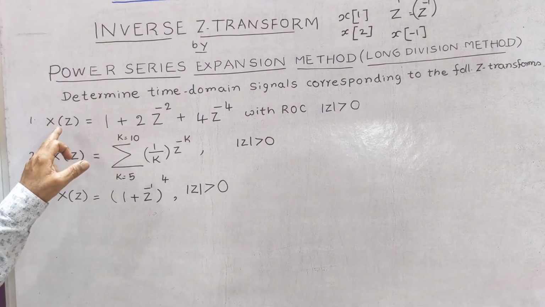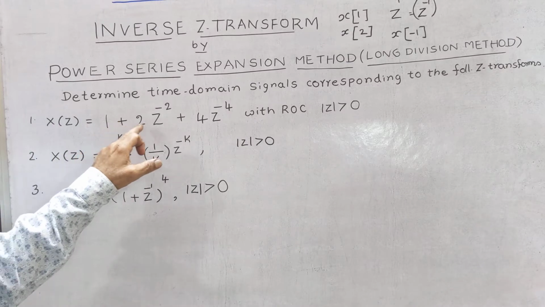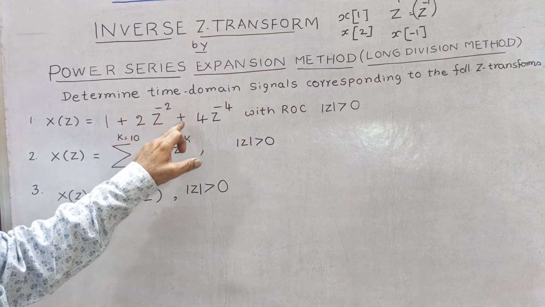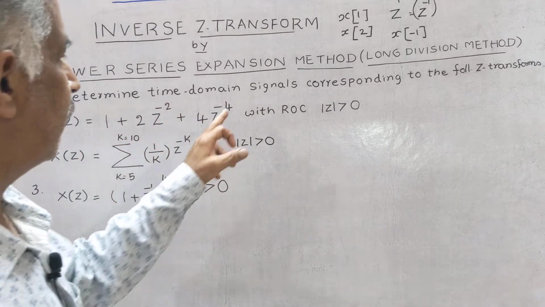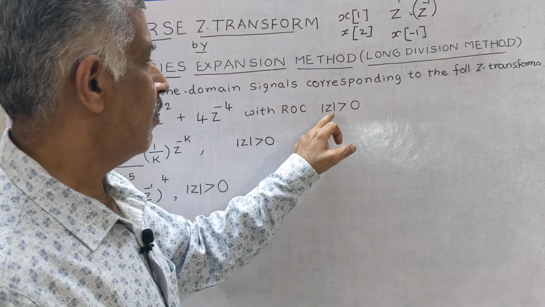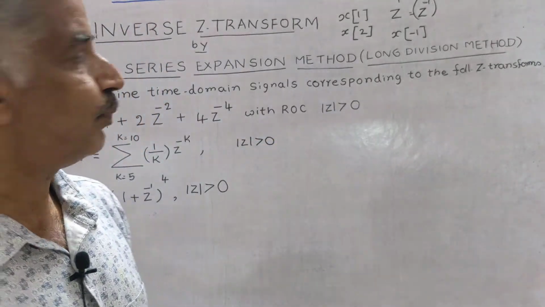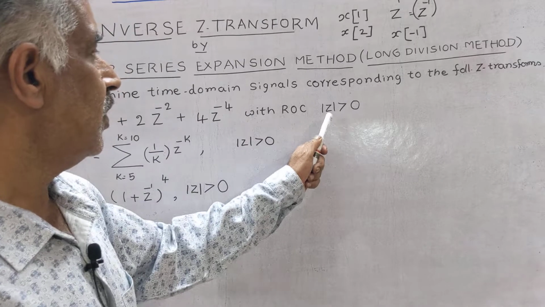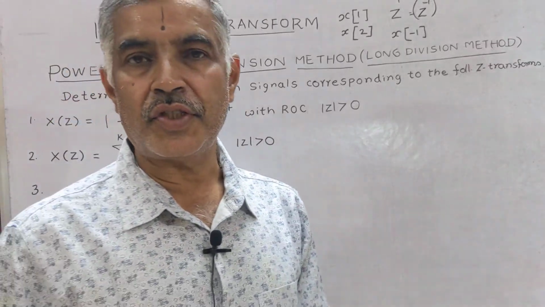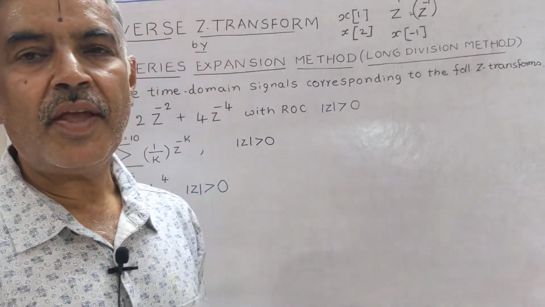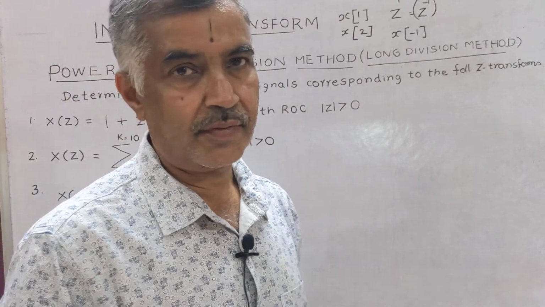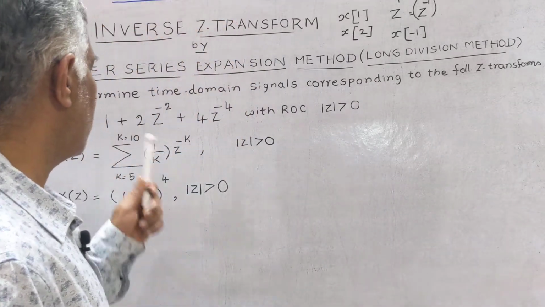First one, X of Z equal to 1 plus 2 z to the power of minus 2 plus 4 z to the power of minus 4 with ROC mod z greater than 0. First problem. So mod z greater than 0. That means it is a right sided sequence.